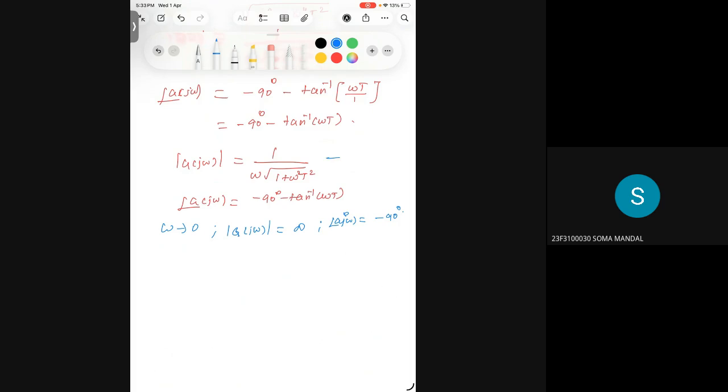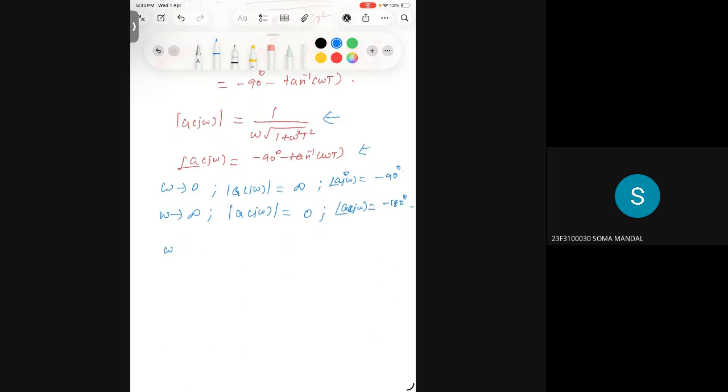So, if I substitute 0 in this, 1 by 0 is infinity. If I substitute 0 here, tan inverse of 0 is 0, so minus 90 degrees is the angle. When omega tends to infinity, my magnitude becomes 1 by infinity, 0. Angle would be tan inverse of infinity, 90, so minus 90 minus 90, minus 180 degree, right? So, when omega tends to 0, it starts with infinity at an angle of minus 90. When omega tends to infinity, it comes down to 0 at an angle of minus 180 degree.